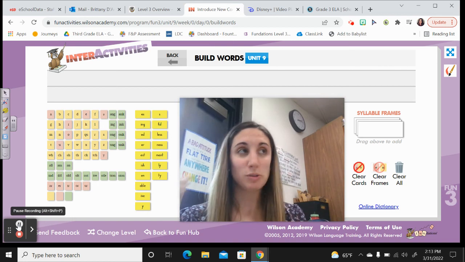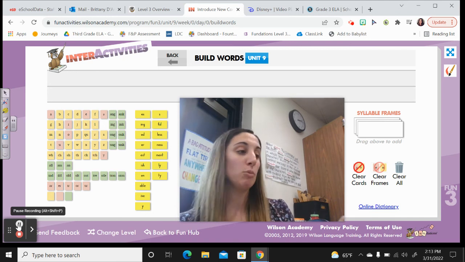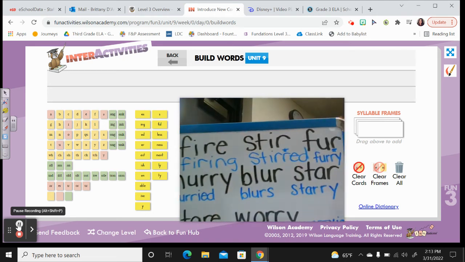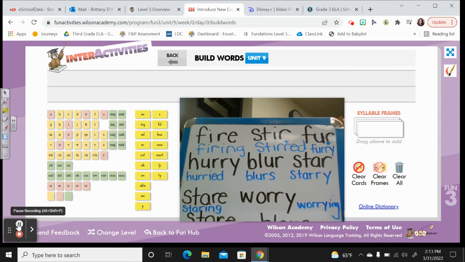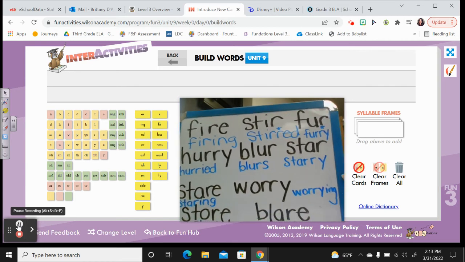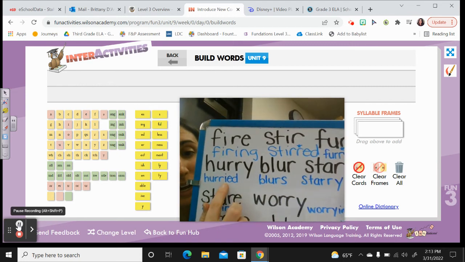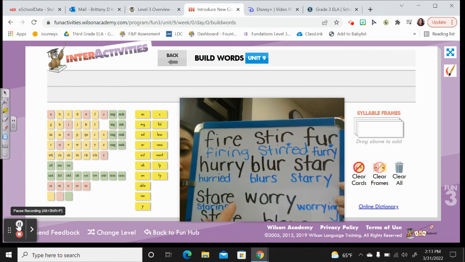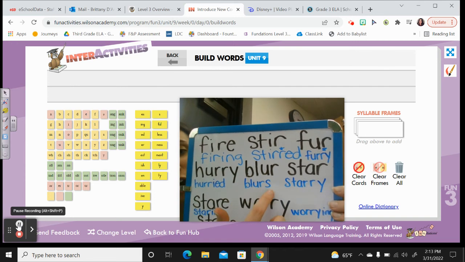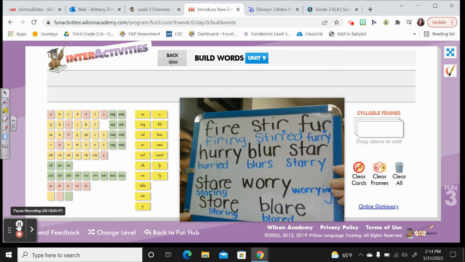Okay, hopefully you took your 5 minutes. Let's see if you came up with any of the same words that I did. For fur, I did furry. Did you double the R if you did furry? Should have. For hurry, look what I did. Hurried. Change the Y to an I and add ED. Blur, I just wanted to add a consonant suffix so I didn't have to change anything to my base word.